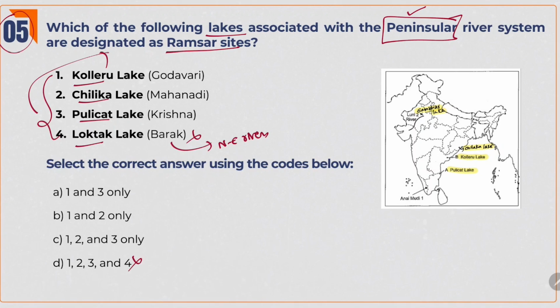Kolleru Lake Godavari, Chilaka Lake Mahanadi and Pulicat Lake Krishna. See, Kolleru Lake is between Godavari and Krishna. Actually, it is located in KG Delta. So, Kolleru Lake being fed by Godavari is right. And Chilaka Lake. Yes, it is fed by Mahanadi river in Odisha. I'll tell you one of the important details about Chilaka Lake. Actually, it is the largest brackish water lake in India.